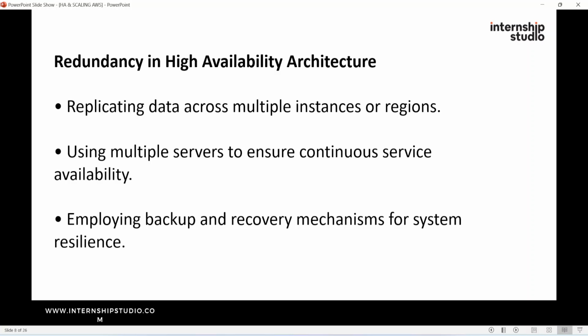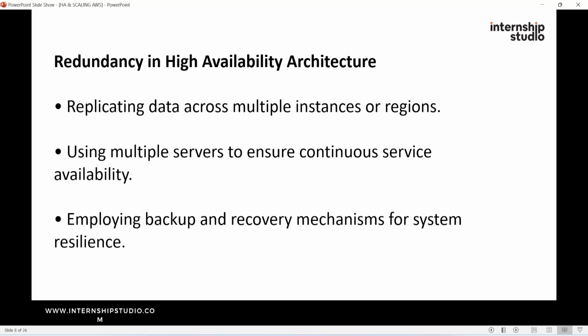Redundancy is most effective when coupled with automated failure mechanisms. In the event of a failure, whether at the server or application level, automated systems detect the issue and redirect traffic to the redundant healthy components without requiring manual intervention. So this minimizes downtime and ensures quick recovery.